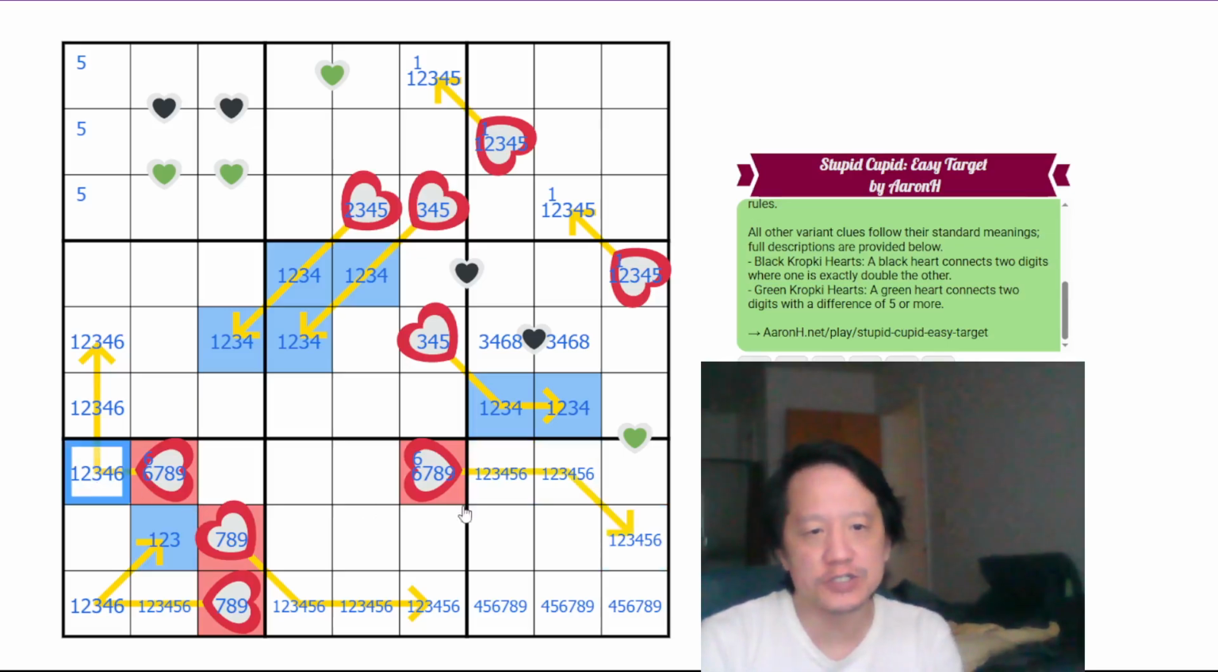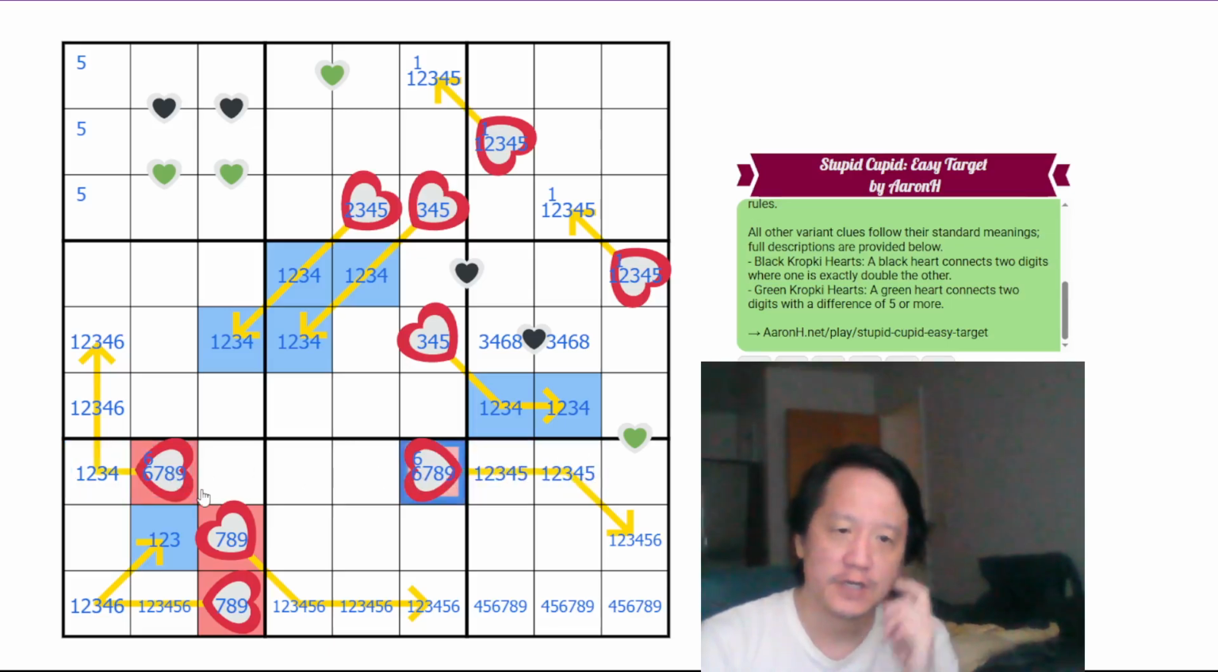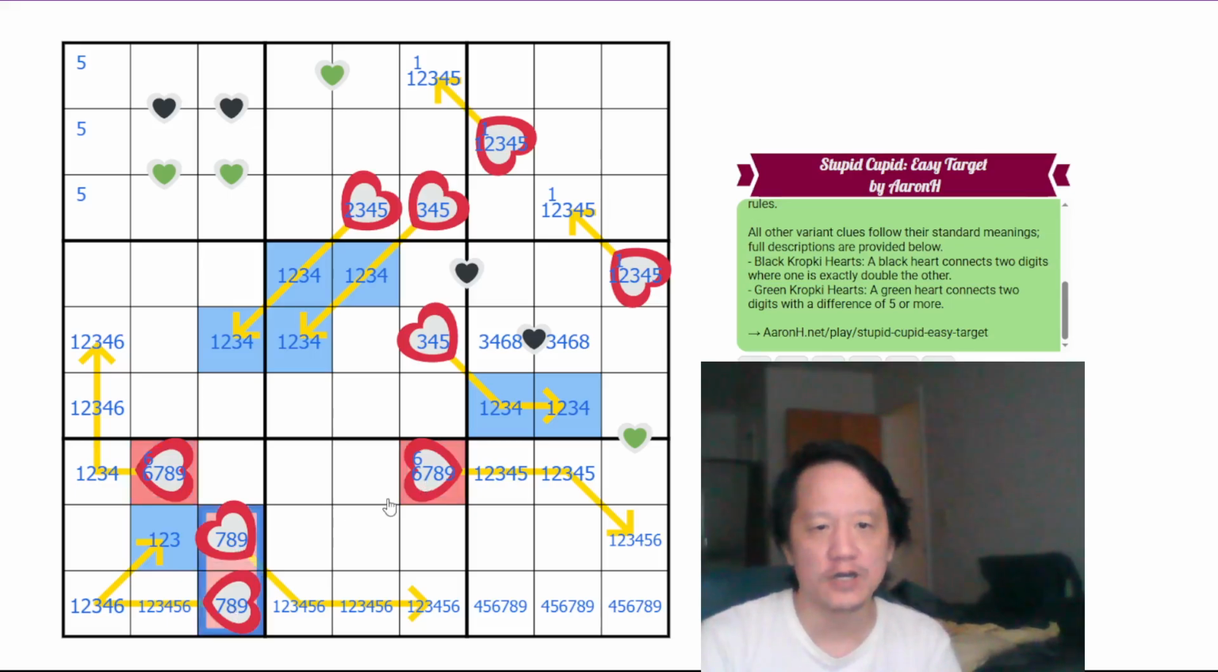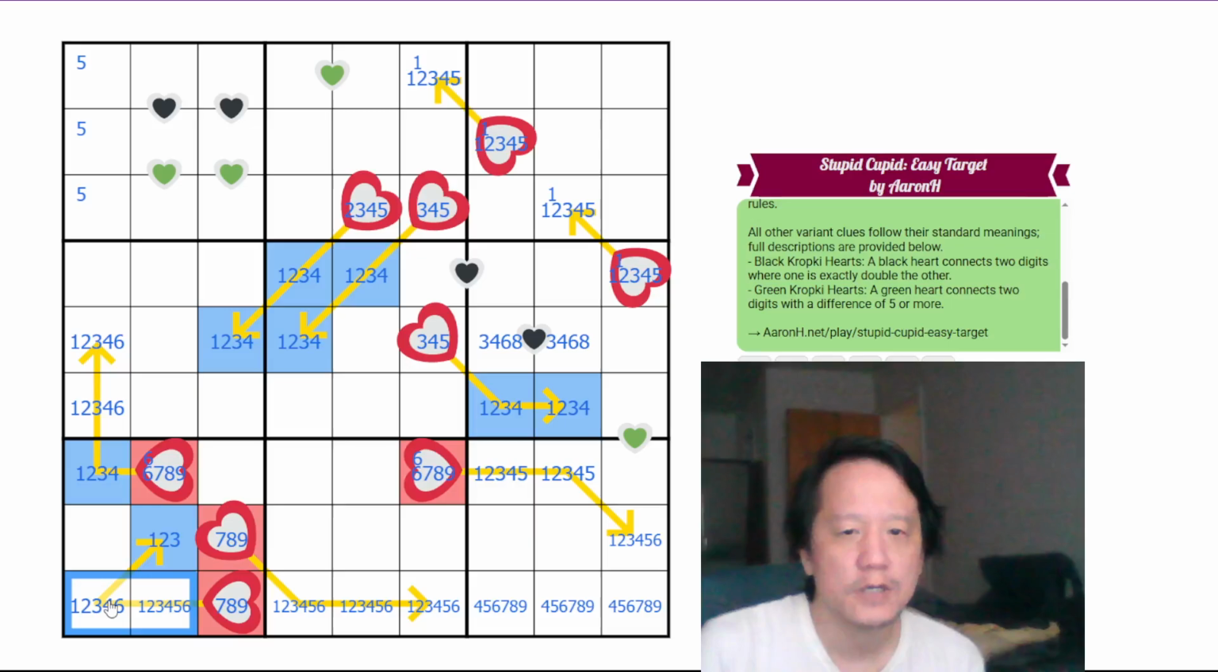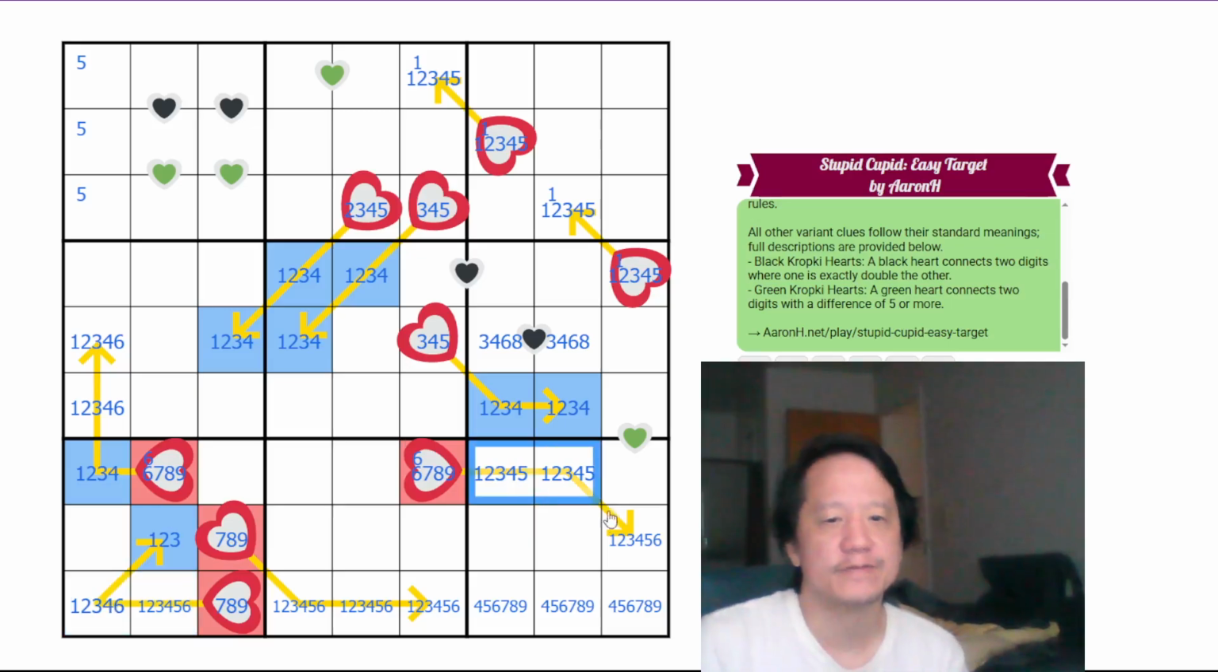We know these digits, though, cannot be 6 because one of these two digits has to be a 6 for the hearts to have different sums. Which means this is guaranteed to be low here. This is low. One of these has to be low. That's interesting.